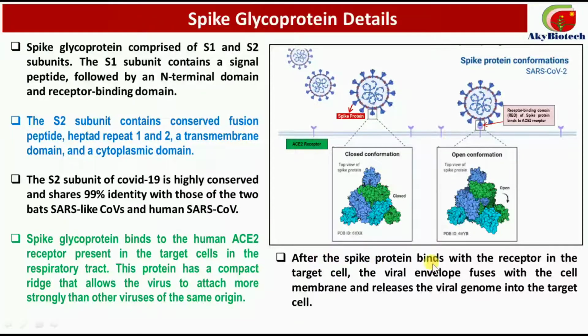Now, after the spike protein binds with the receptor in the target cell, the viral envelope fuses with the cell membrane. First the spike glycoprotein identifies the receptor and binds to it, then the viral envelope fuses with the cell membrane and releases the viral genome into the target cell. The target cell we are talking about here is the human cell in the respiratory tract of humans.